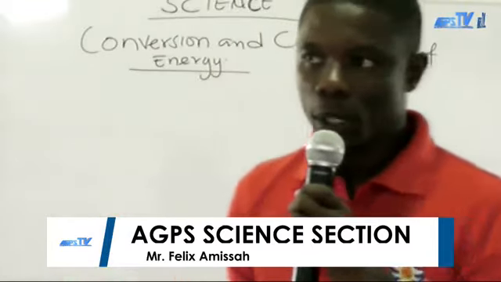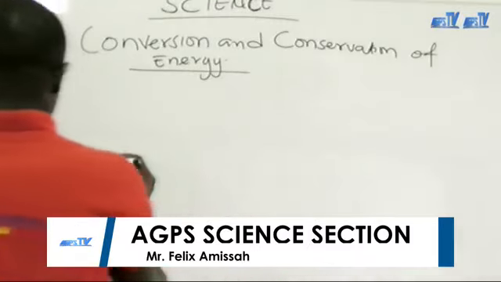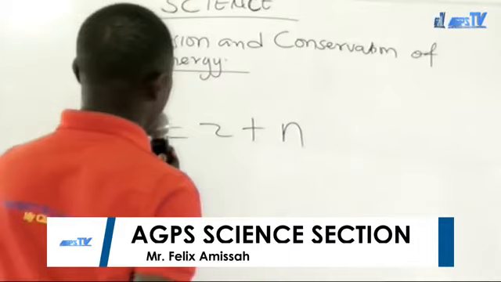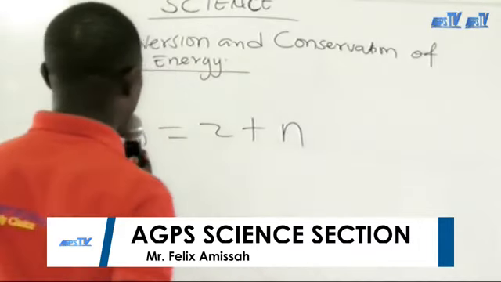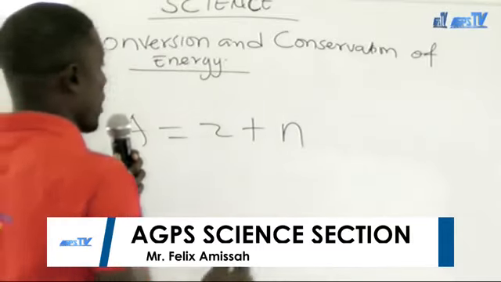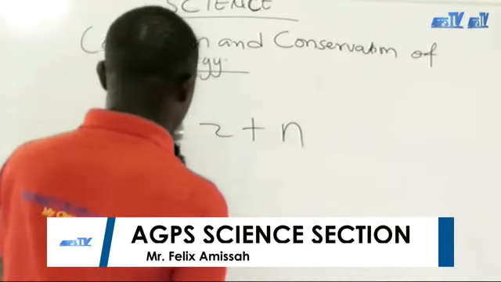We have a general formula for calculating atoms. A is equal to Z plus N, where A is the mass number, Z is the atomic number, and N is the neutron number. I hope you know that.